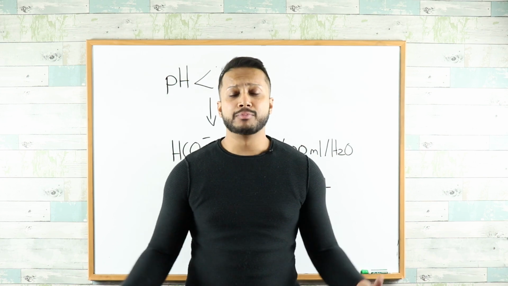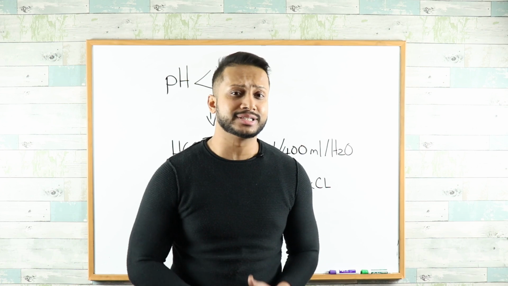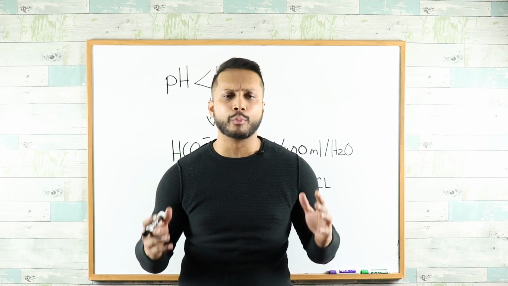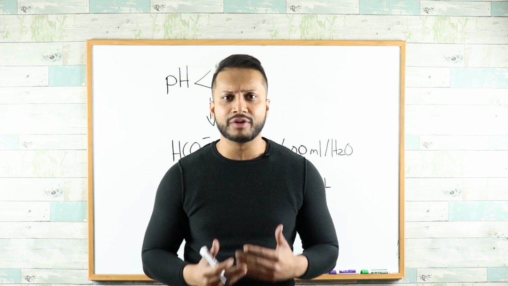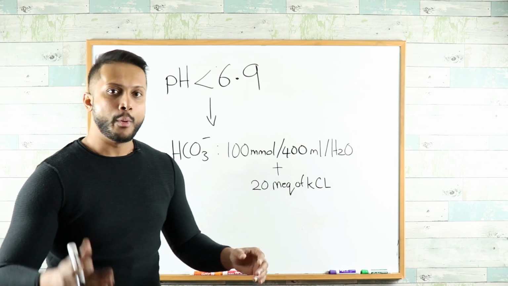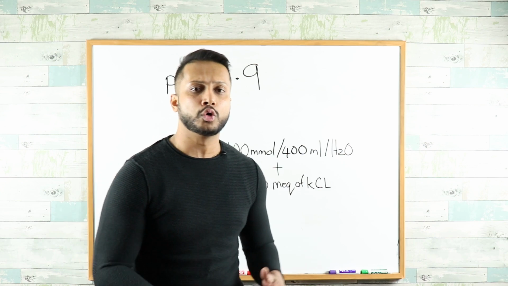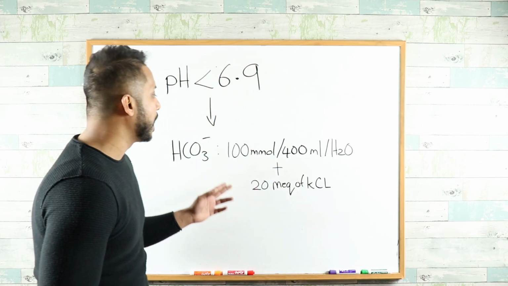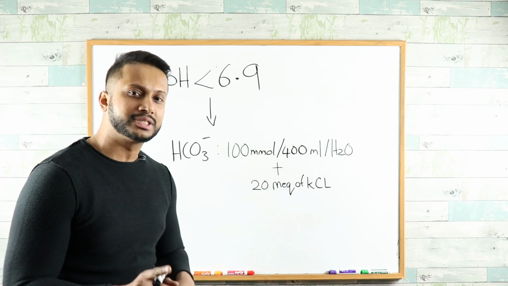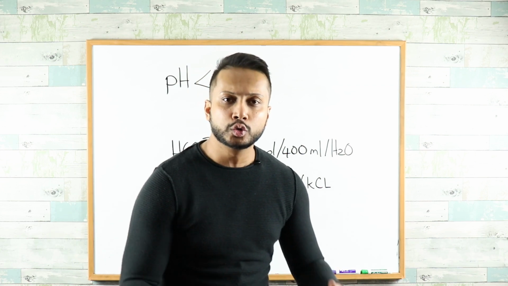Alright guys, finally let's come to the final piece of the puzzle. When you're thinking about a patient with diabetic ketoacidosis, clearly they can go into severe acidosis. So the real big question is, at what level of pH would you give the patient bicarb? The magic number is going to be 6.9. When your pH comes below 6.9, you need to give them bicarbonate, and the dose of bicarbonate to be given is 100 millimolar in 400 ml of water, and you will see that most times you need to add 20 milliequivalents of potassium chloride to this mixture.